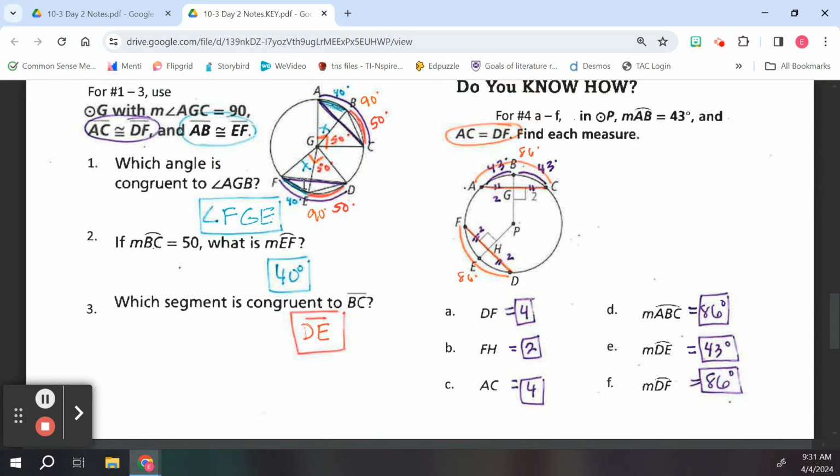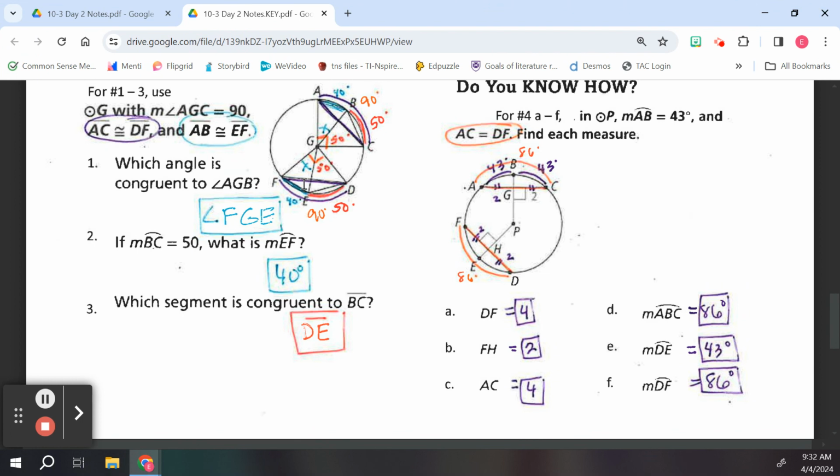All right, 4, they're telling you that AC is equal to DF. So that's kind of nice. It says find each measure. Well, they're also, sorry, I forgot the other part. And you also have arc AB is 43 degrees.